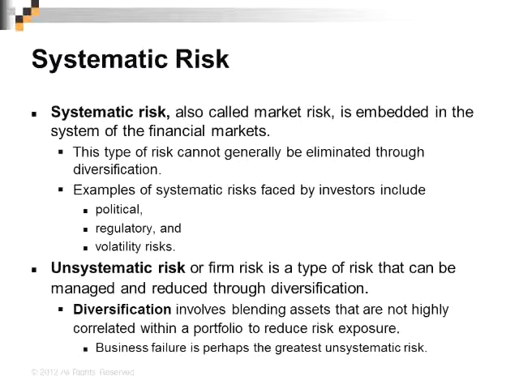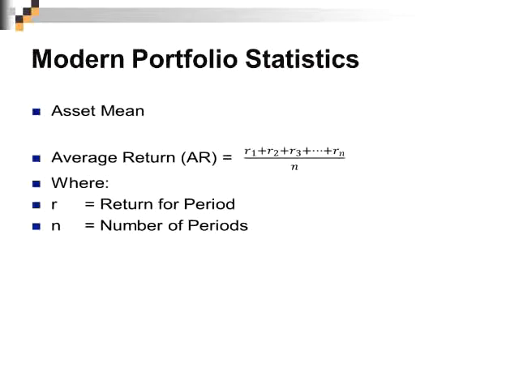Unsystematic risk or firm risk is a type of risk that can be managed and reduced through diversification. So systemic risk or systematic risk is the entire market, and that's what they kept talking about in the downfall of '07, '08, '09, is everything in the market was at risk. But sometimes using unsystematic risk, we can diversify and lessen the amount of risk the investor takes.